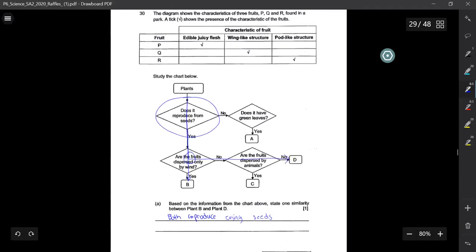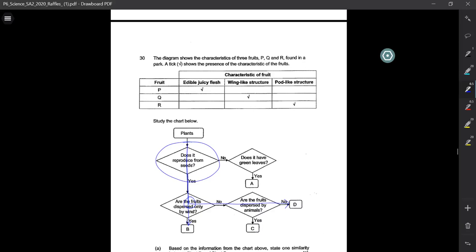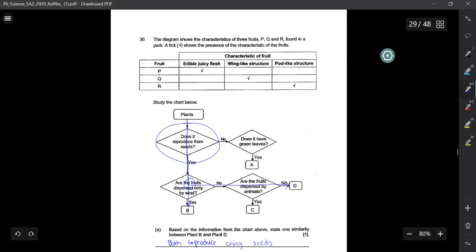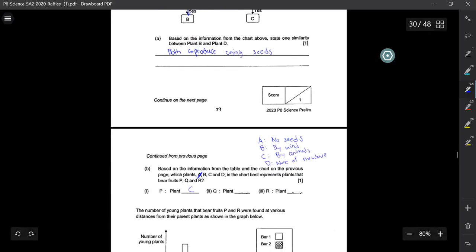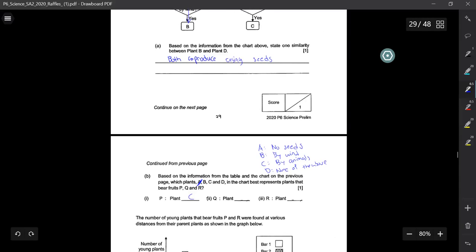And then Q. Let's look at plant Q. Plant Q has a wing-like structure. So why would a fruit have a wing-like structure? Looking at what we have, it's probably not D because D is none of the above. And C is already dispersed by animals and it's already fruit P. So it has to be B, which makes sense, because if it has a wing-like structure, it will be easily dispersed by the wind. So Q should be plant B.